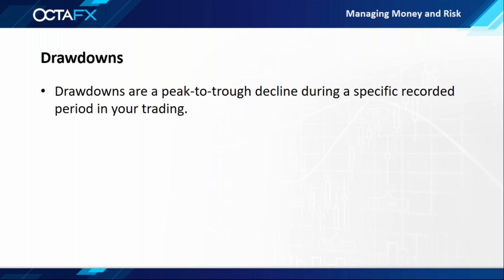Let's talk for a minute about drawdowns. Drawdowns are basically a losing streak, but more technically speaking, drawdowns are a peak to trough decline during a specific recorded period in your trading.